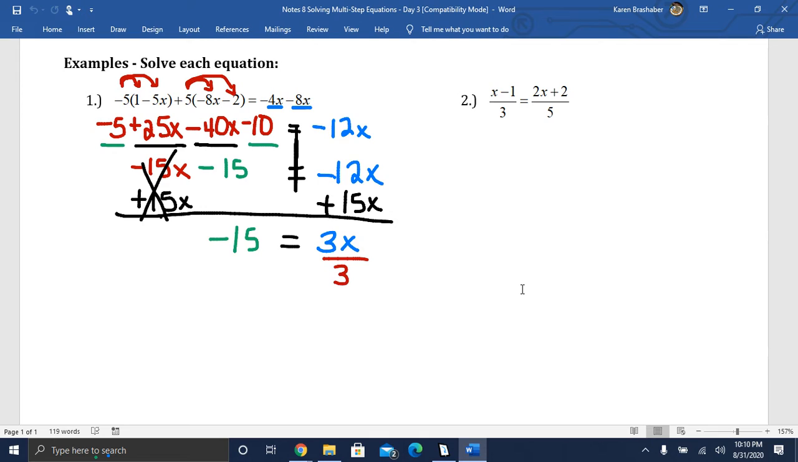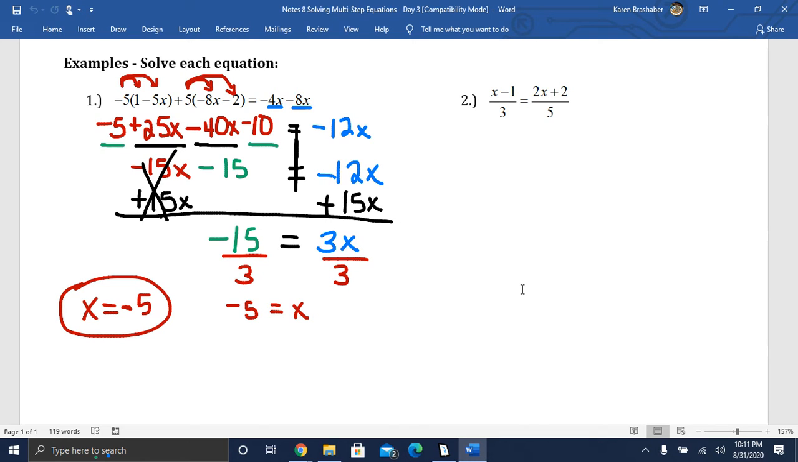I can divide both sides by 3, and -5 will equal x. So x equals -5 is this solution. So just a little bit more complicated than we had done before, having multiple parentheses and many terms that needed to be combined before working on each side.